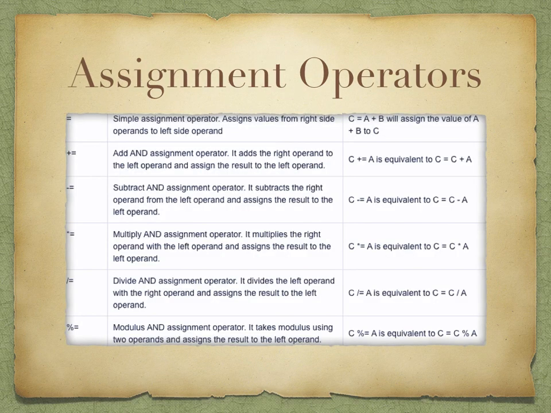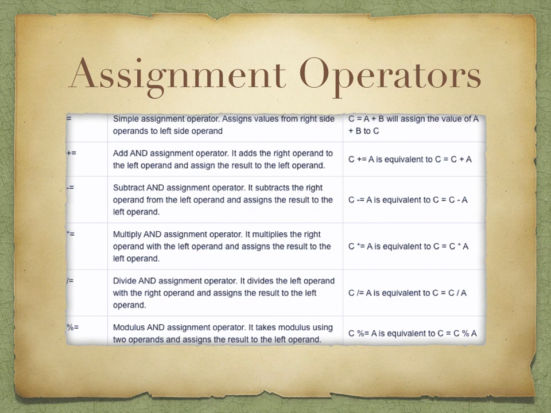The next type of operator that you use in C language is the assignment operator. The assignment operator is mainly used to assign values to a variable. I'll give an example here. If I write A equal to B, it means the value that you have in the variable B is assigned to the variable A.